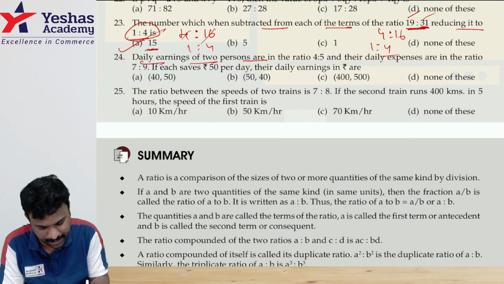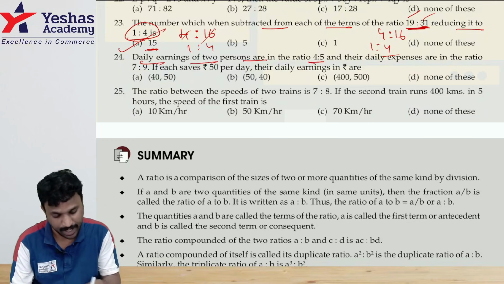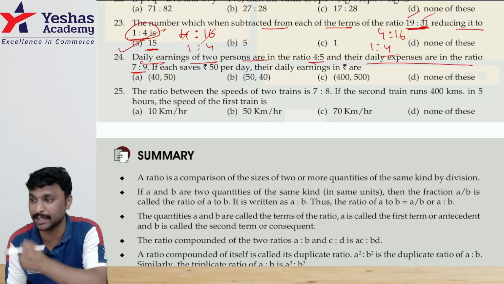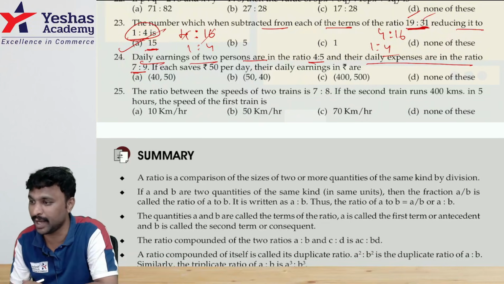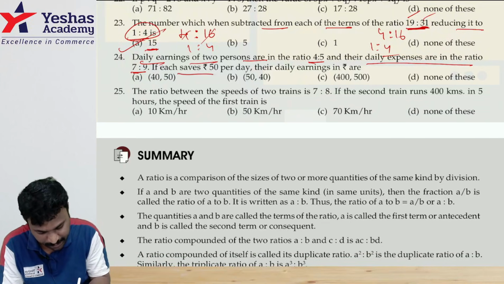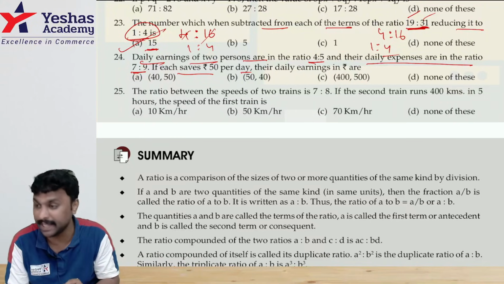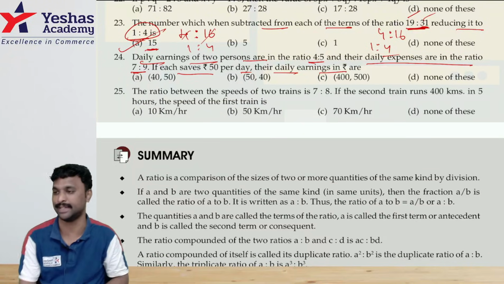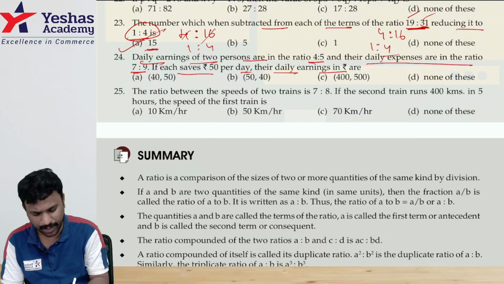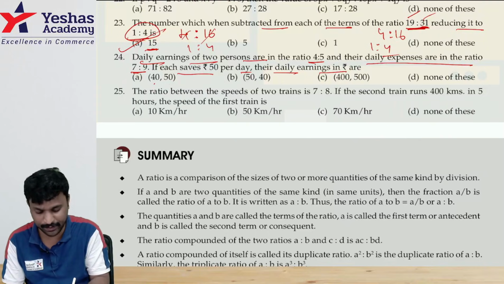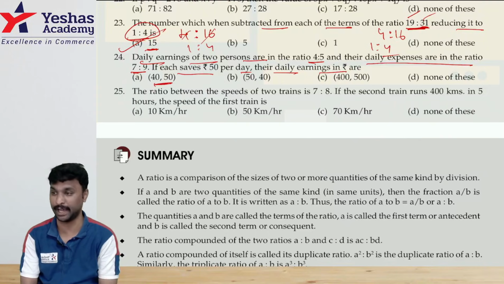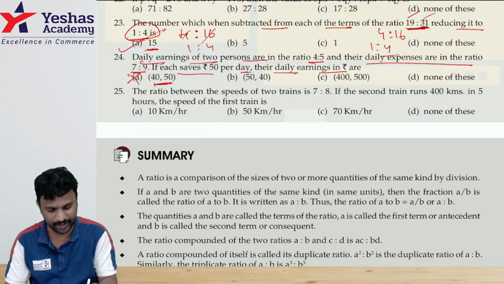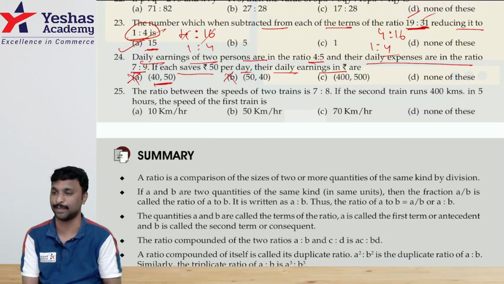Daily earnings of two persons are in the ratio 4:5. Guys, they're saying their daily expenses are in the ratio 7:9, and each saves 50 rupees per day. If the earnings itself is 40 and 50, can both of them save 50 rupees? No, it's not possible. 50 and 40, no, it's not possible.